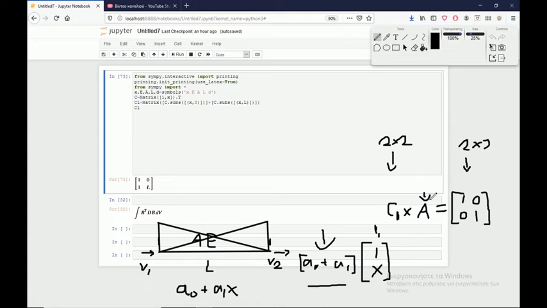Now, we want to find this one. We want to find A. We got C1 and we got this. But notice this one is the identity. Whatever we multiply it with will stay the same. So what we need to do in order to calculate A is to inverse this one, to inverse C1. If it goes this way, then A is going to be C to the negative 1, C inverse.